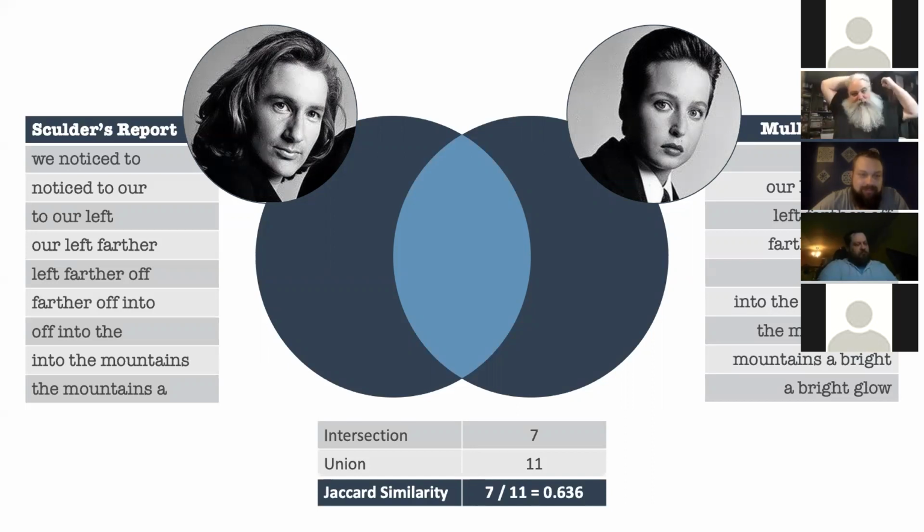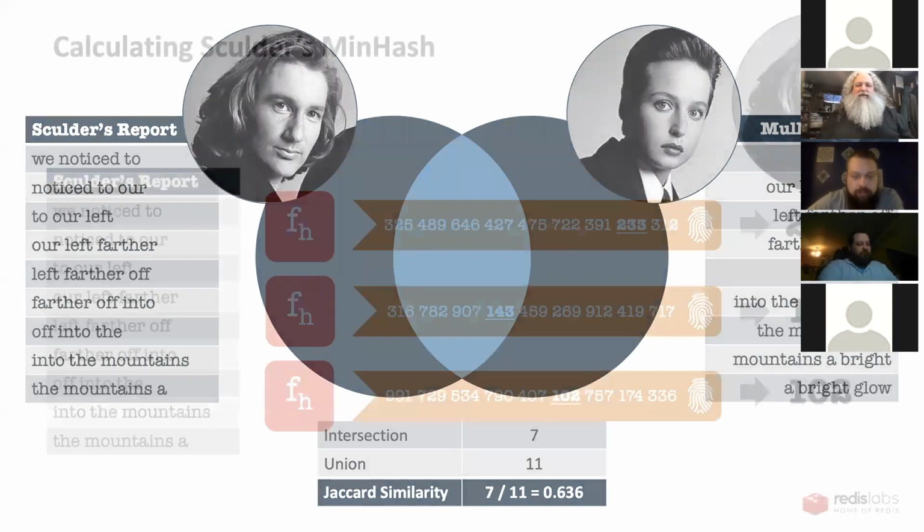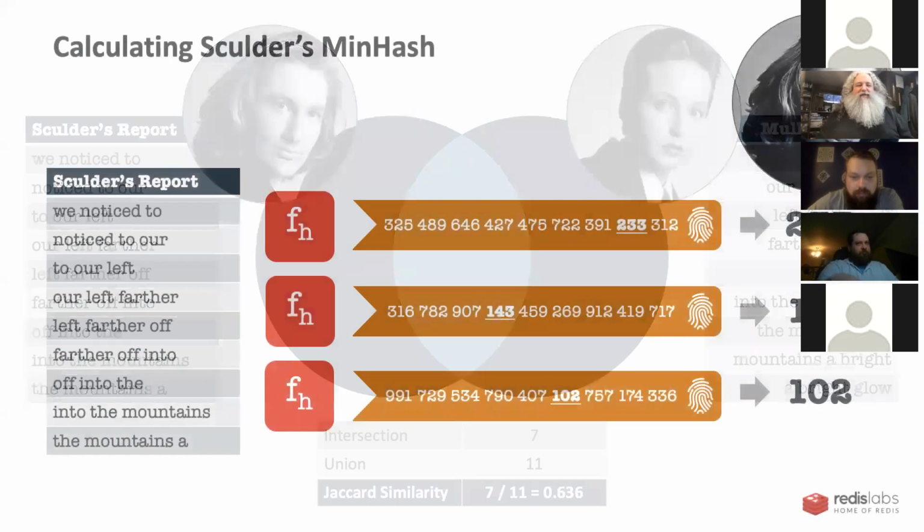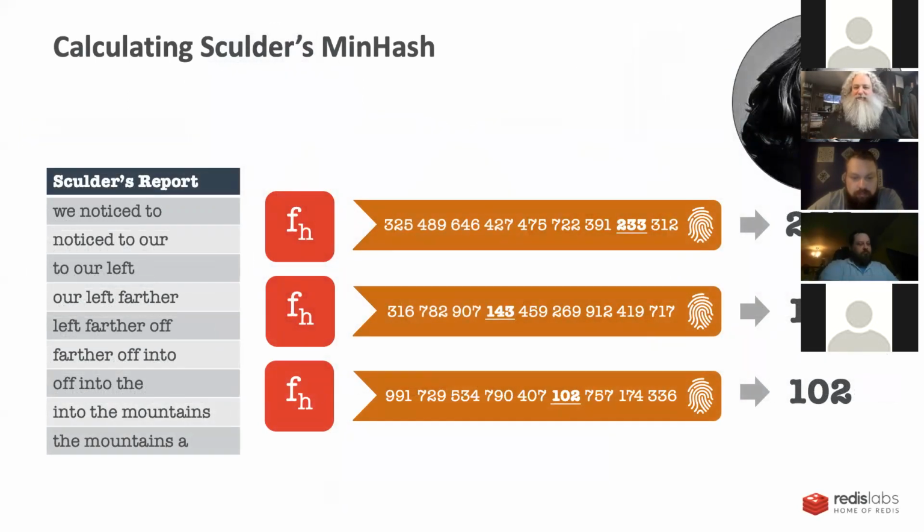But you can compare these 2 sets and do the same calculation and determine that their reports are 63.6% in agreement with each other. It looks like they copied some stuff from each other, but not everything. And so you can do this to compare documents. But it's excruciatingly slow to do that with a lot of documents.